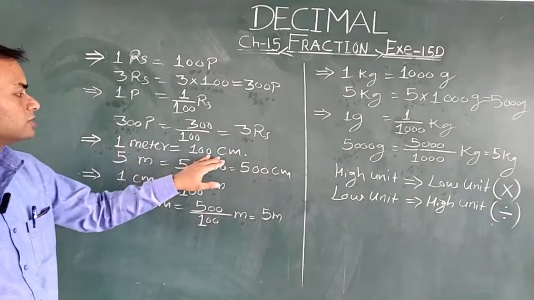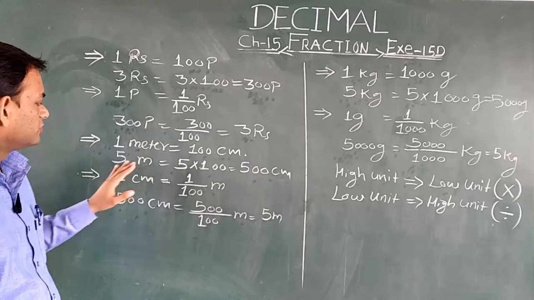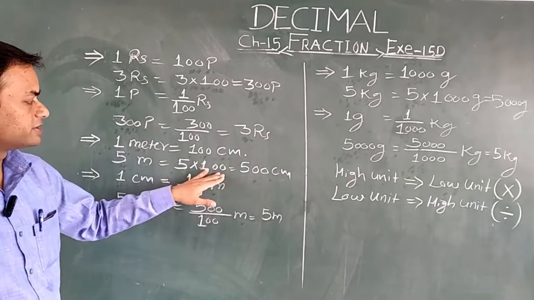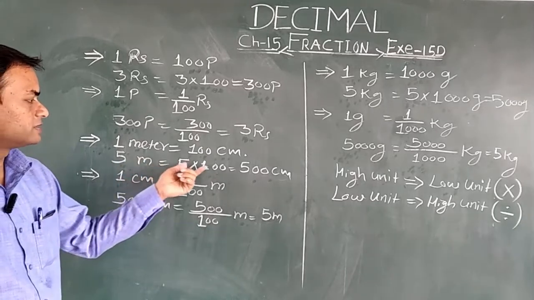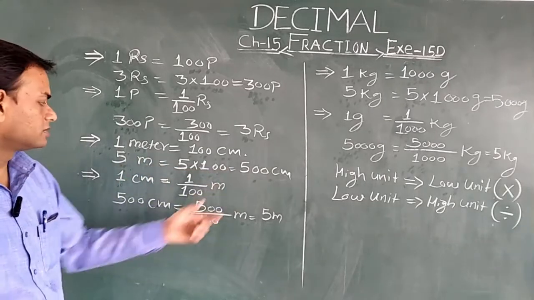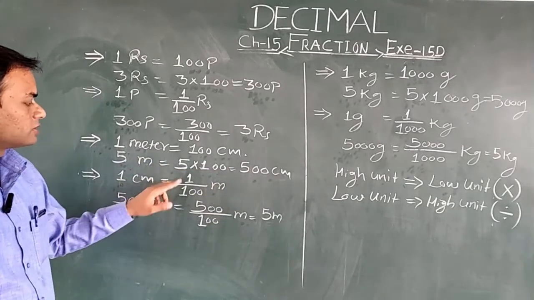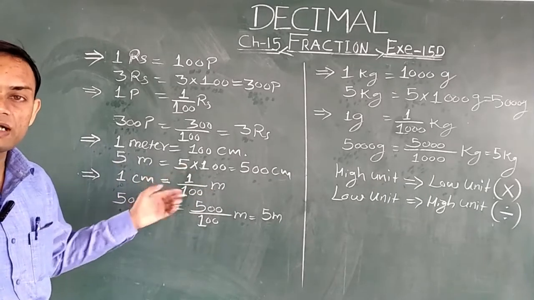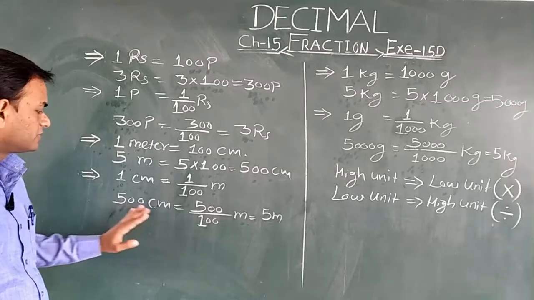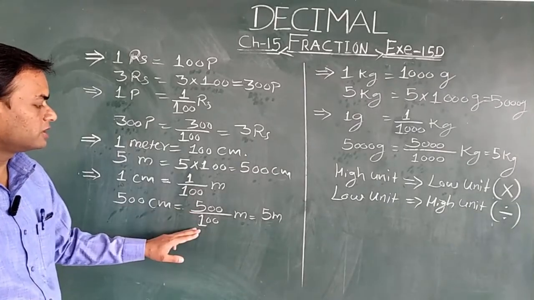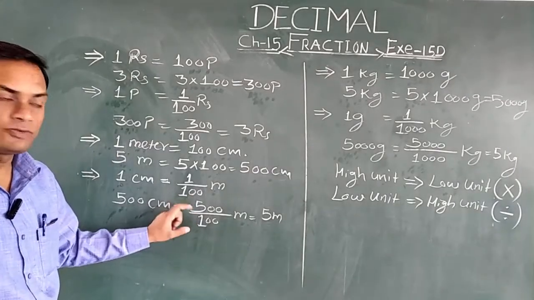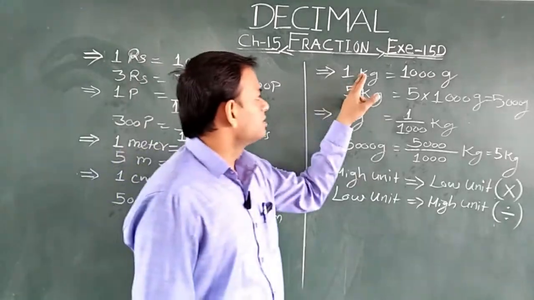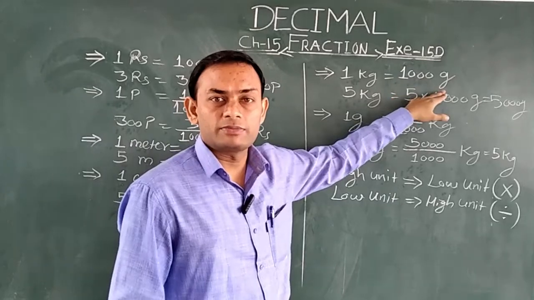Same, 1 meter is equal to 100 centimeter. When you change meter to centimeter, you multiply by 100. Like 5 meter is equal to 5 into 100, which is 500 centimeter. And 1 centimeter is equal to 1 upon 100 meter. When you change centimeter to meter, you divide by 100. Like 500 centimeter is equal to 500 upon 100 meter, and when you solve it, you get 5 meter.